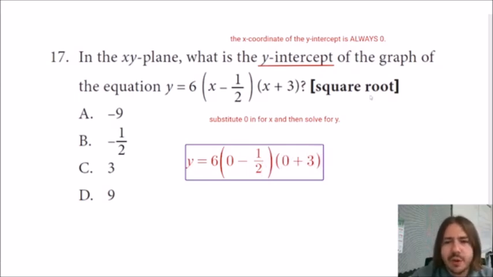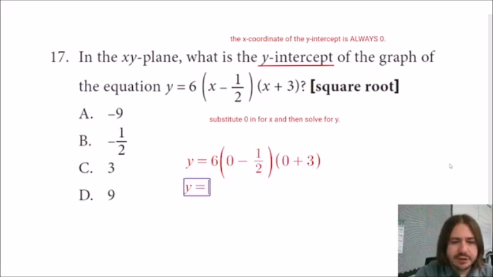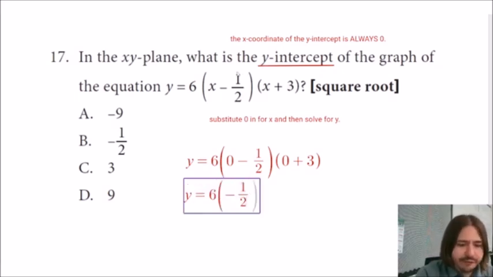And this says you get the square root calculator. So I believe this means you get a scientific calculator. You don't even need anything that complicated because all we're doing is just evaluating. So you could plug in this whole thing in your calculator. Honestly, you probably don't even need a calculator, although I would suggest you use it anyway just to make sure you don't make an arithmetic error. But 0 minus 1/2 is just going to be negative 1/2. 0 plus 3 is going to be 3.